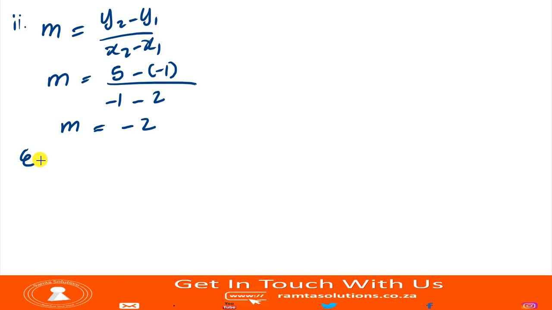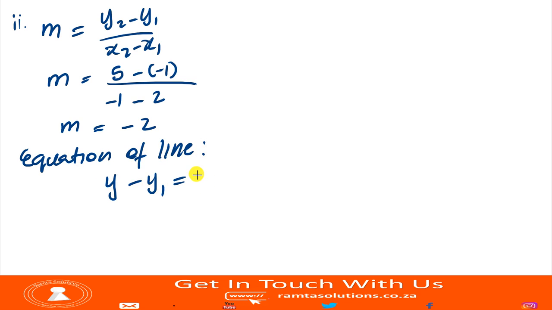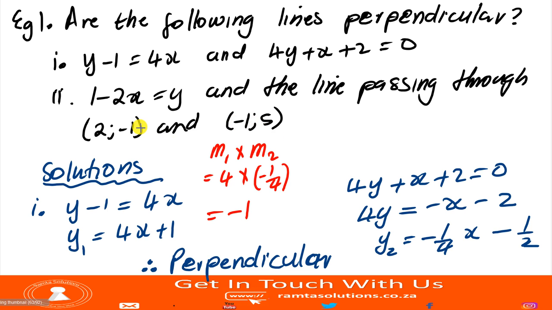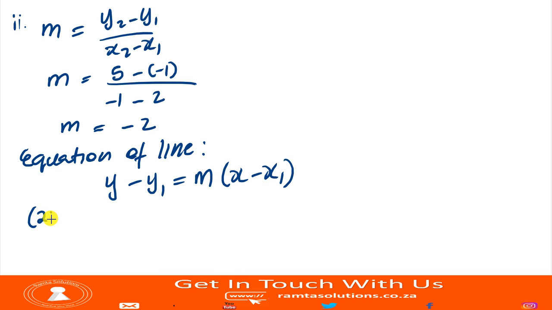Now, equation of line, what is it? Let me just write it like that. The equation of the line will be y minus y sub 1 equals gradient into x minus x sub 1. The point that I'm going to use, guys, you can use any of these 2 points. I will use this one, 2 and minus 1. This is the point I'm using. Whether it's x1, you put 2. Whether it's y1, you put minus 1. So this is y minus 1.